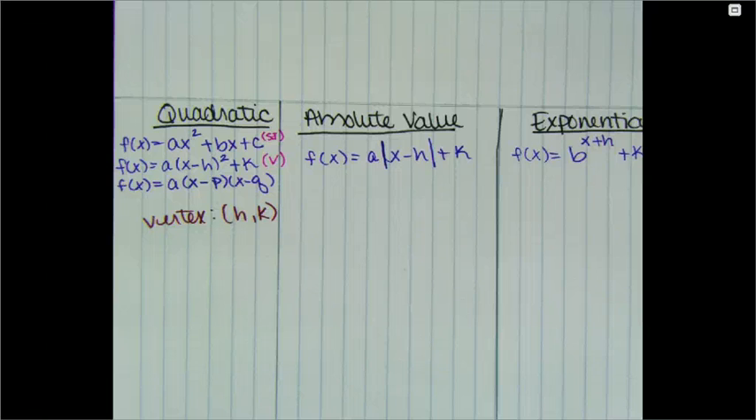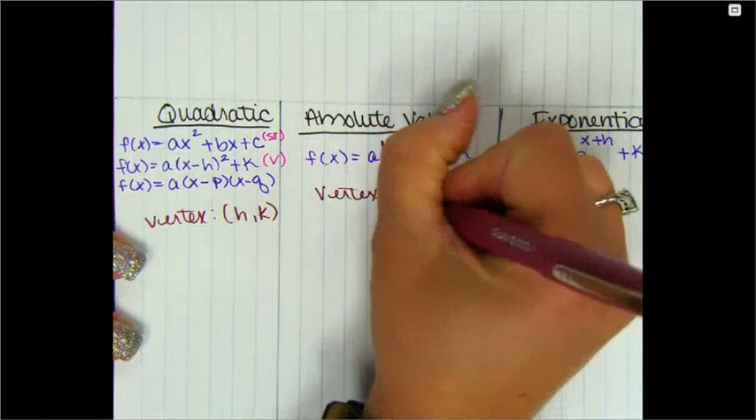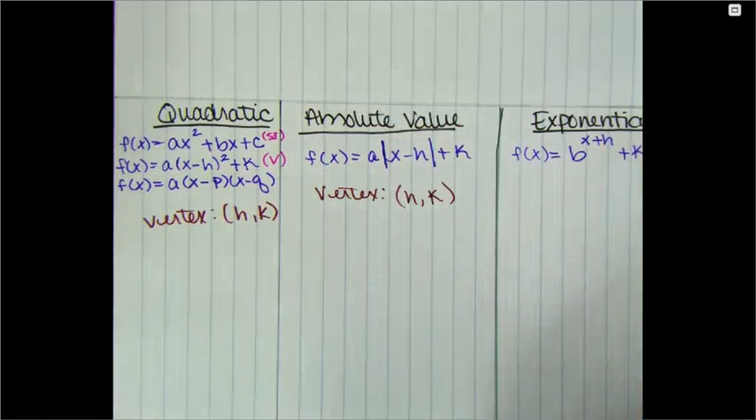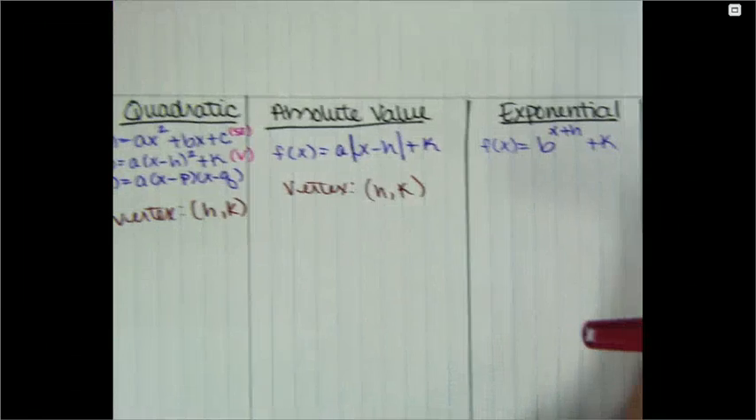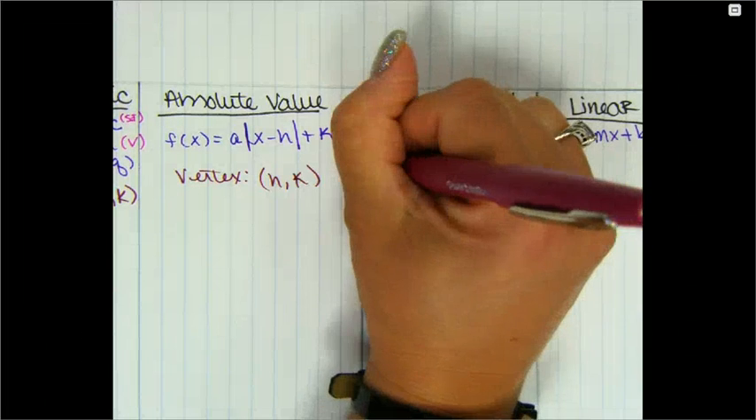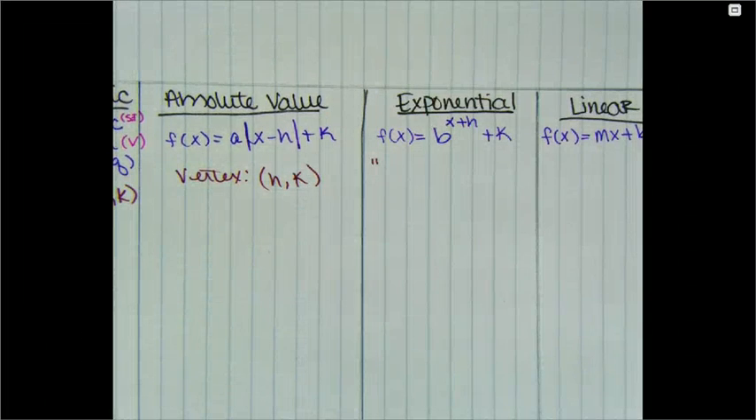All right, so that's my quadratic. Absolute value also has a vertex, which is also (h, k). Exponential does not have a vertex. It does have an asymptote. We're going to talk about that in 1 second.